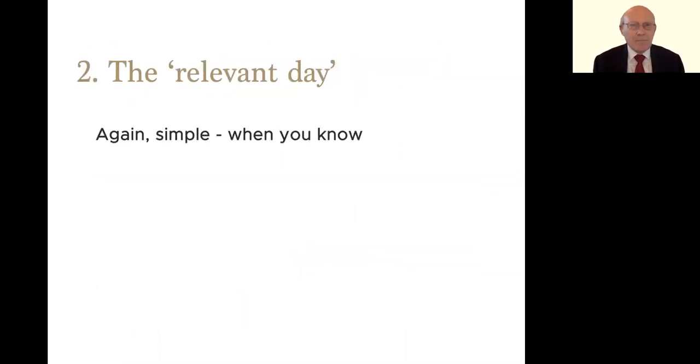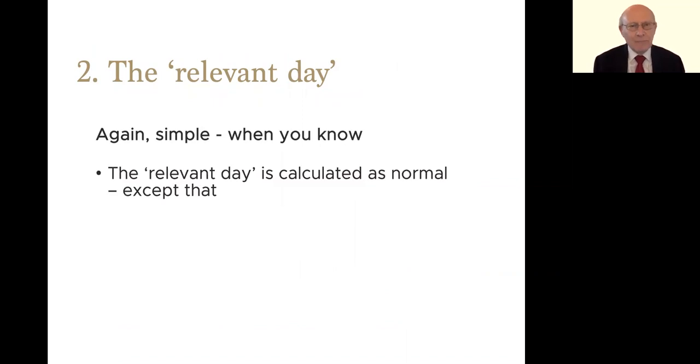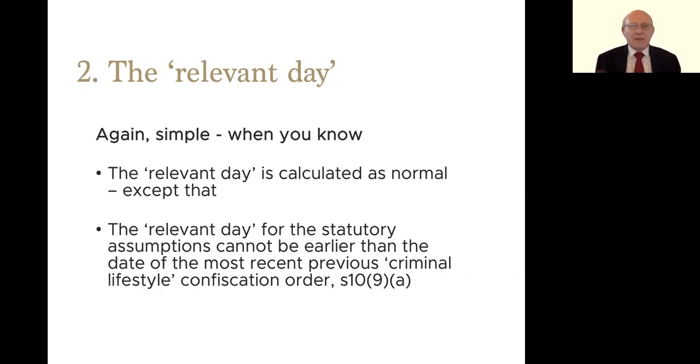Right, the relevant day. Again, simple when you know. The relevant day in a subsequent confiscation order is calculated absolutely as normal. So you're going back 6 years from the date of charge. In most cases, the date of charge is the date which triggers it, and you go back 6 years from there. But the relevant day in this new confiscation proceedings for the statutory assumptions cannot be earlier than the date of the most recent previous criminal lifestyle confiscation order.